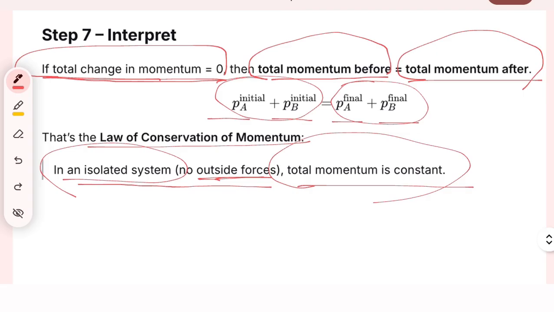So maybe we could have specific problems on the conservation of momentum later on.